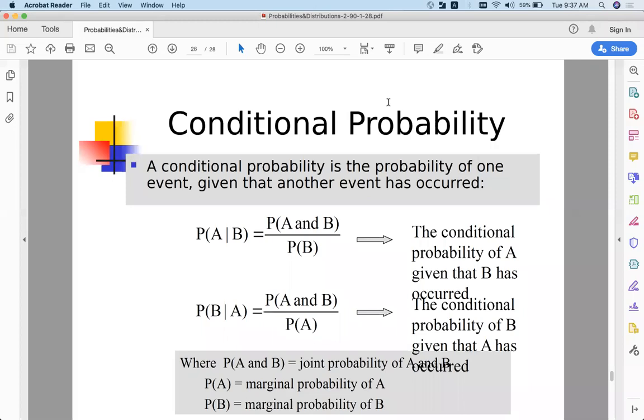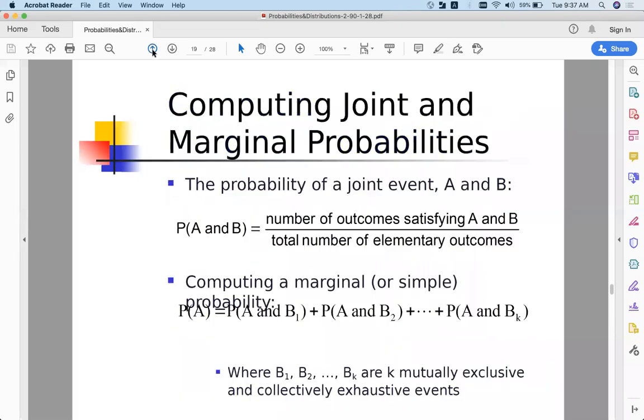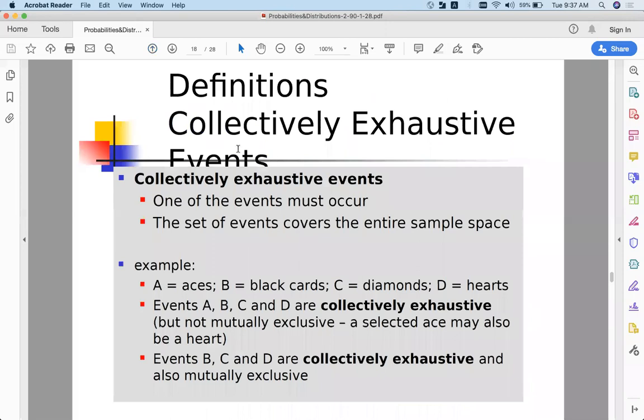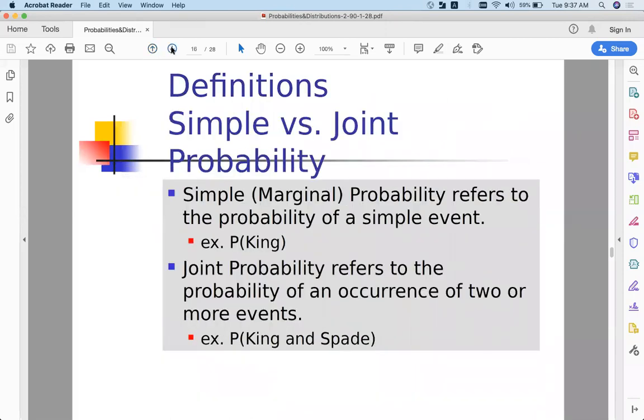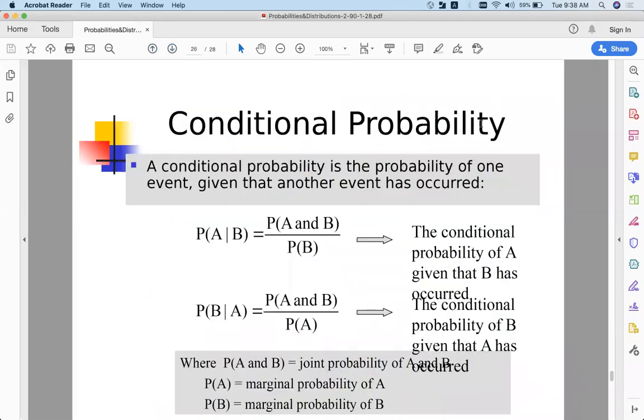Now I'm going to explain in simple terms, so just let me know if you have any confusion. Till now we have discussed simple probability, joint probability, then collectively exhaustive events, simple event, joint event, all that. Now what I'm explaining is your conditional probability. A conditional probability is the probability of one event given that another event has occurred.